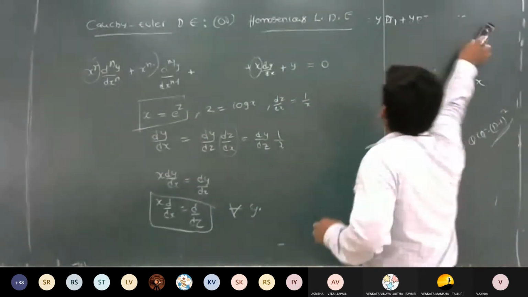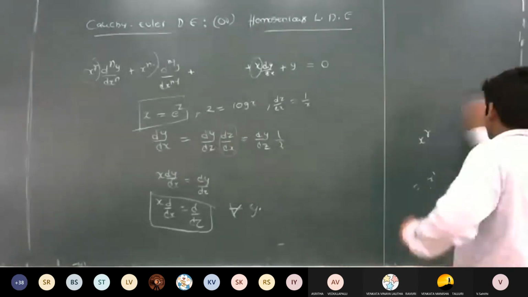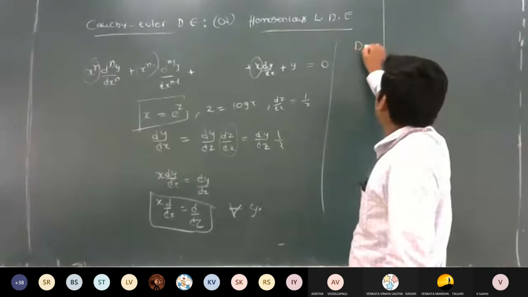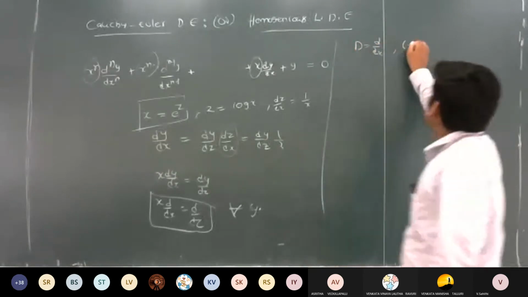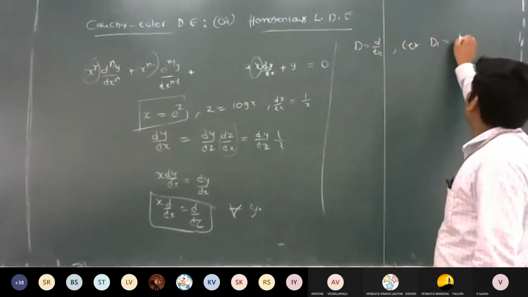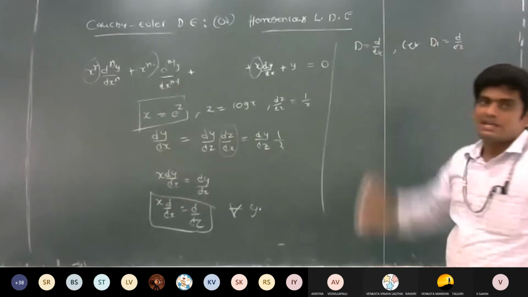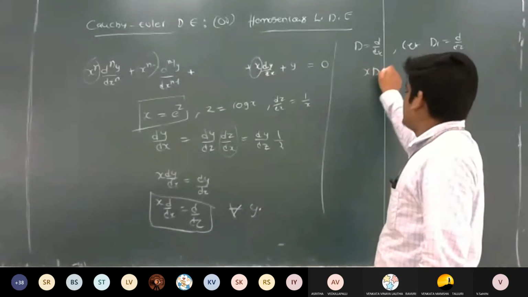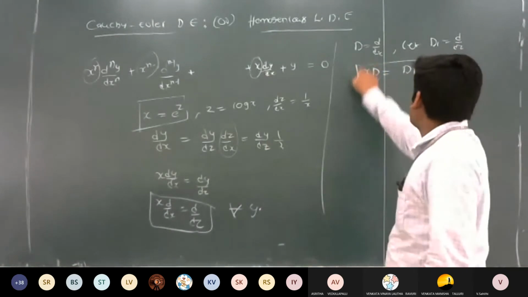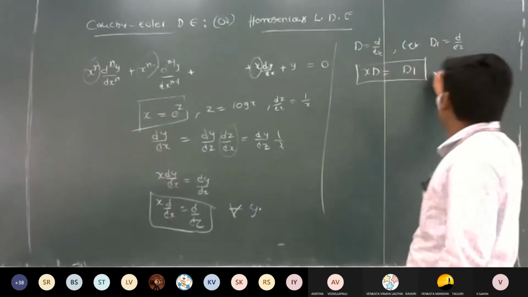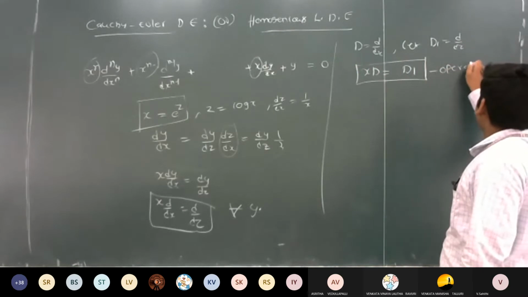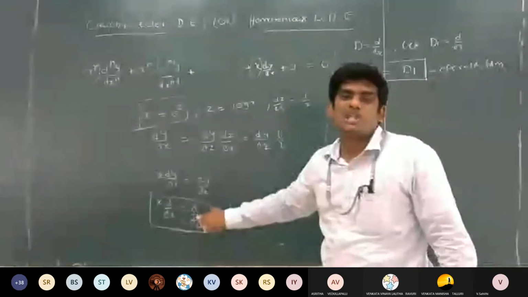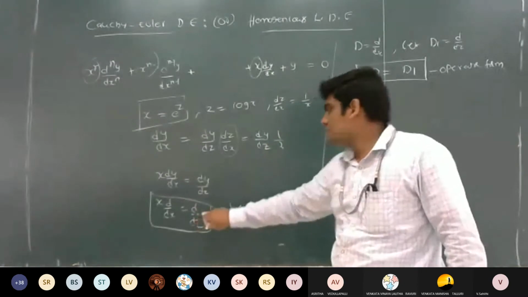Now we will find one more derivative. And we know that d is equal to d by dx. Let us assume that d1 is equal to d by dz. So it becomes x d is equal to d1. This is the operator form. This is the differential form, the general form.